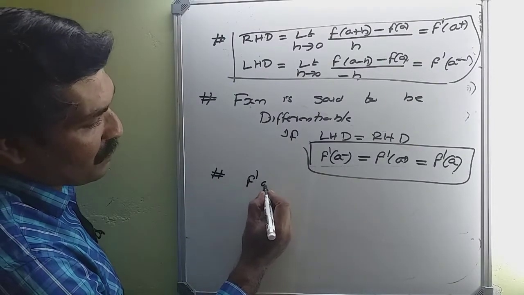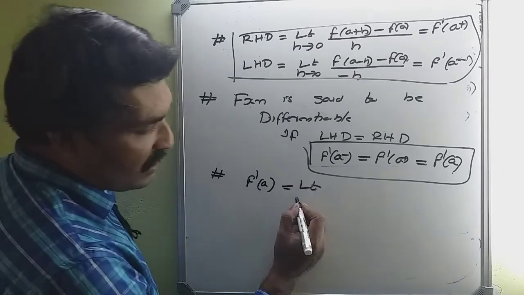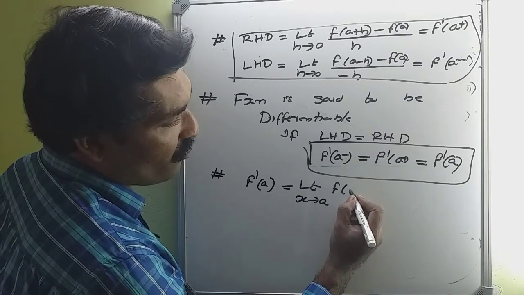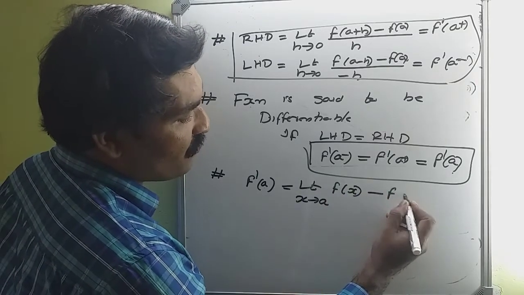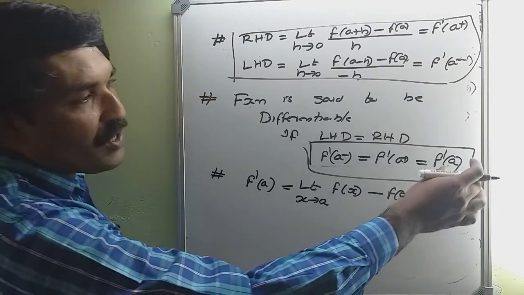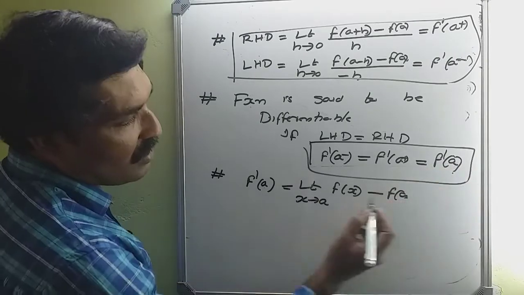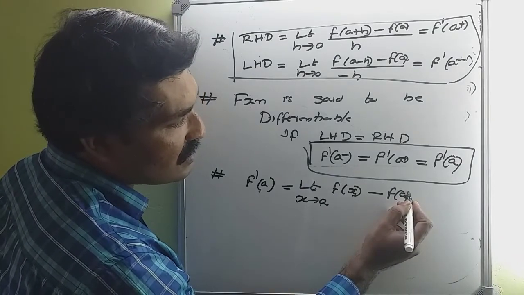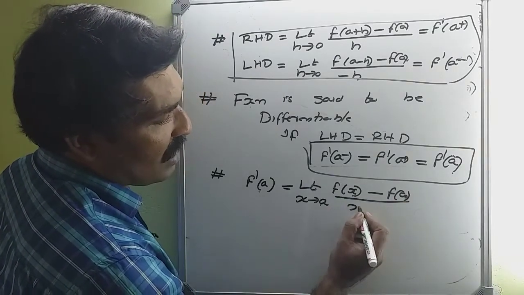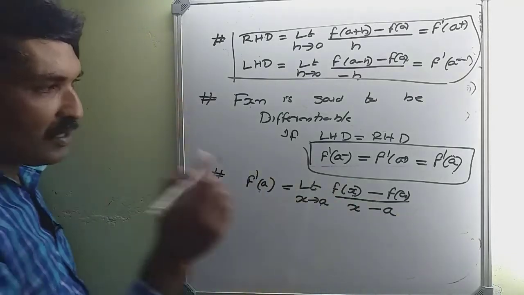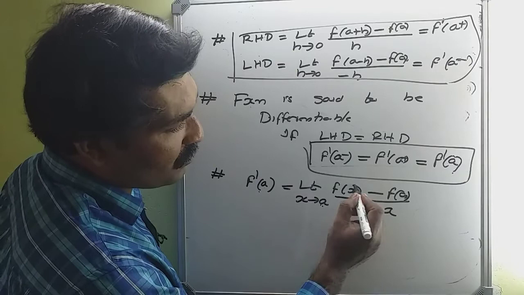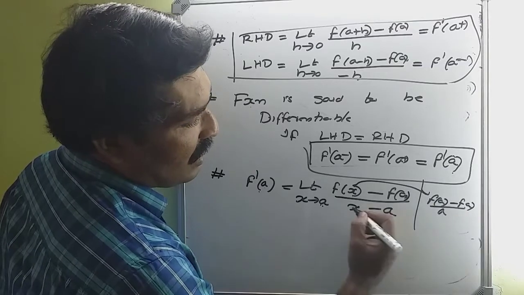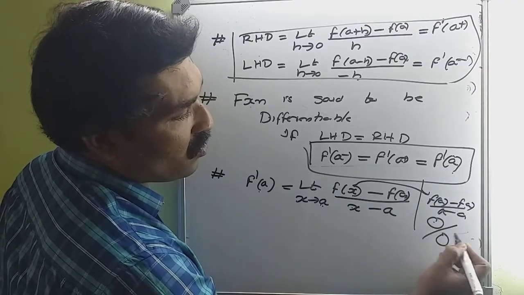f dash a is equal to limit x tends to a f of x minus f of a divided by x minus a. f dash a means the derivative of the function at this point a. Now in this form, when putting x tends to a, this becomes f of a minus f of a by a minus a, that is 0 by 0 form.